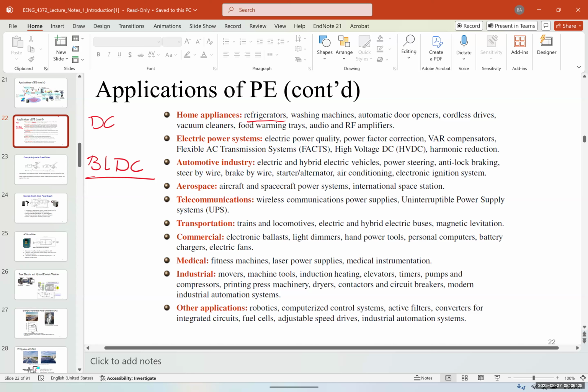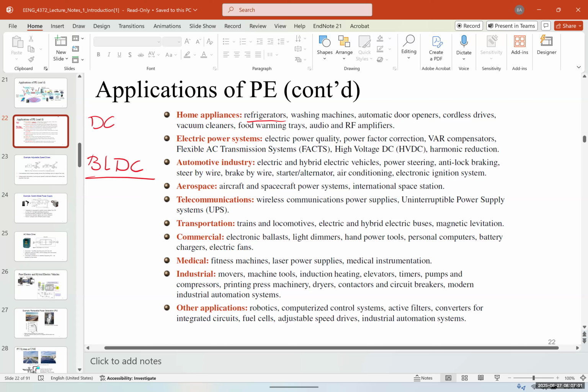Some electric power system applications are for electric power quality, the power factor correction. As you remember, for power factor correction, we have leading and lagging powers, and we usually use a capacitor bank. Measuring the power factor and so on has a lot of power electronic components to it. VAR, or volt-amp reactive compensation, is technically a type of power factor corrector. Flexible AC transmission systems, or what we call FACTS, and I'll explain more about that. High voltage DC or HVDC, and harmonic reduction.